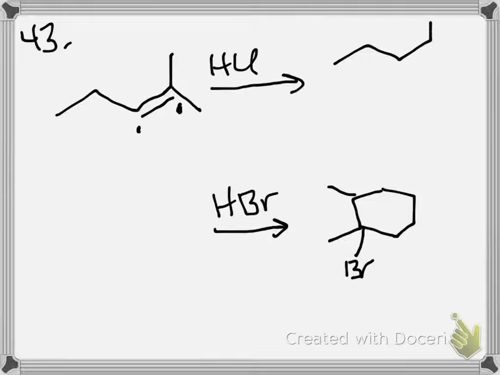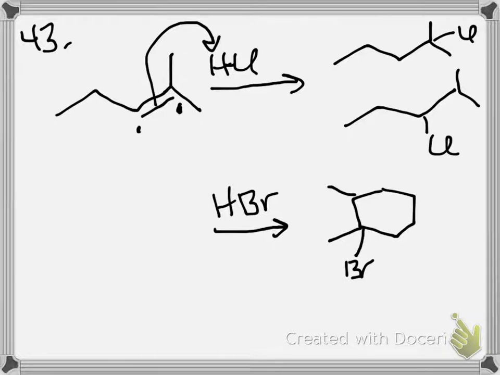So I'll just quickly draw those. The mechanism, remember, works by the pi electrons, one of the carbons using the pi electrons to form a bond to the hydrogen, and then the electrons in the hydrogen-chlorine bond going to the chlorine, so that I will get two possible carbocation intermediates, that one or this one.